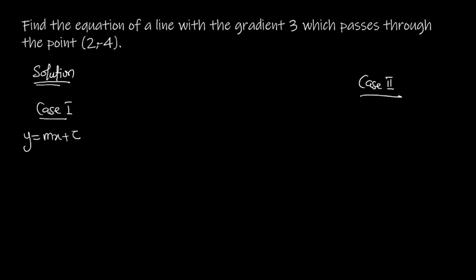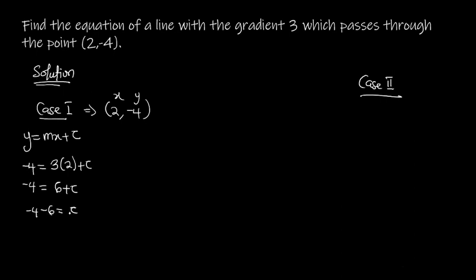I know that from this point I have (2, -4). So this is my x, this is my y. My y here is -4, which is equal to my gradient m, which is 3, multiplied by x, which is 2, plus c. So I have -4 is equal to 6 plus c. I bring the 6 to the other side, -4 minus 6 is equal to c, and therefore my c is equal to -10.